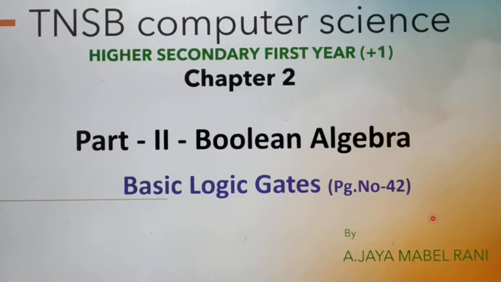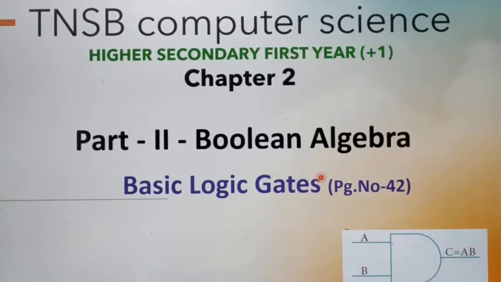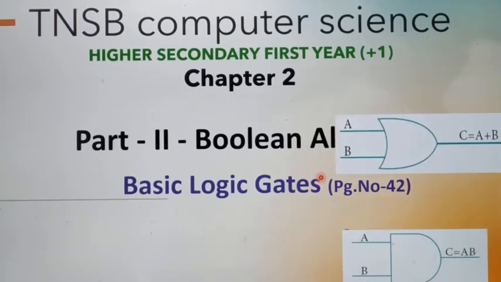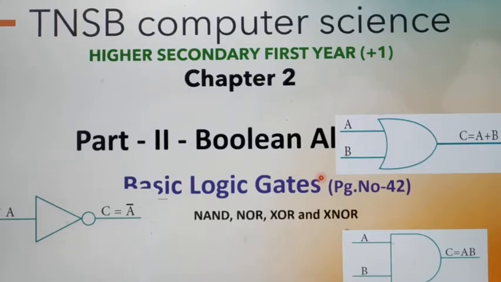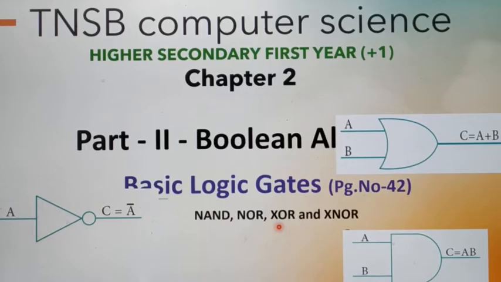My dear children, in this video we are going to see about basic logic gates from chapter 2, Boolean algebra. Here we have three basic fundamental gates, namely AND gate, OR gate and NOT gate. From these fundamental gates we can derive some other gates like NAND gate, NOR gate, exclusive OR gate and XNOR gate. These gates are derived from fundamental gates. So these are all called derived gates.